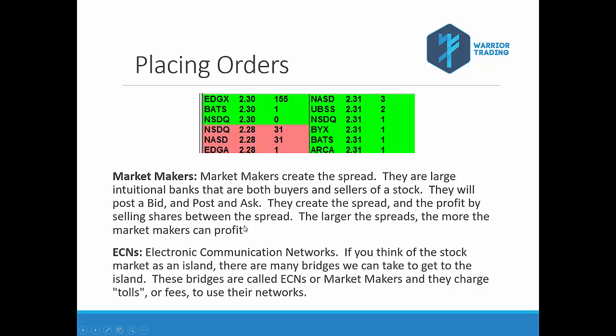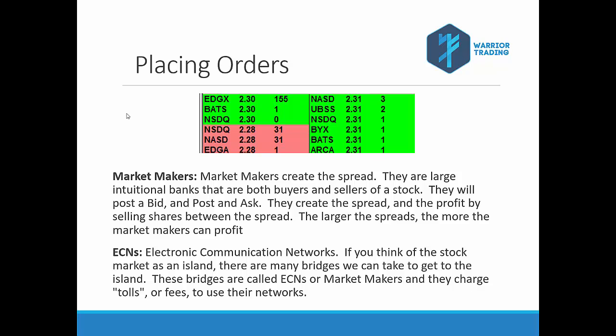All right. Now, if you think of this as an island, each of these market makers creates an electronic communication network, an ECN. And we can use that as a bridge onto the island, right? This is the island, and these are all the different bridges that we can take. To here, to here, to here. Well, just like using a bridge, there's a toll. It's called an ECN fee, and they charge you based on the number of shares that you're passing into the market.